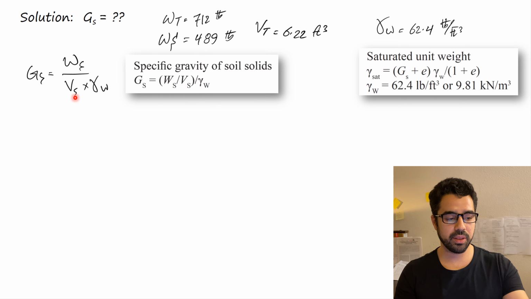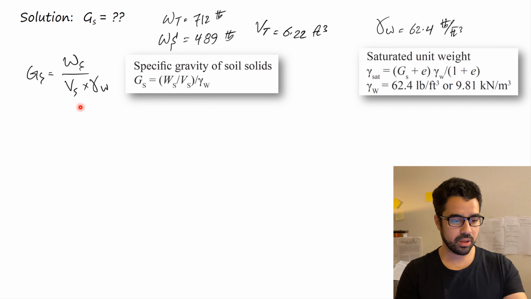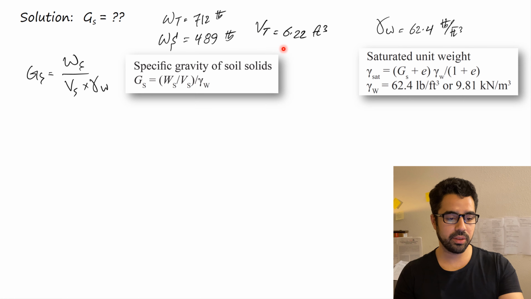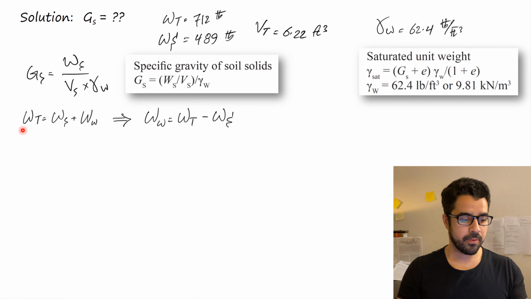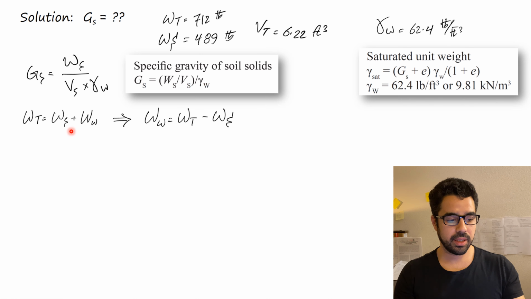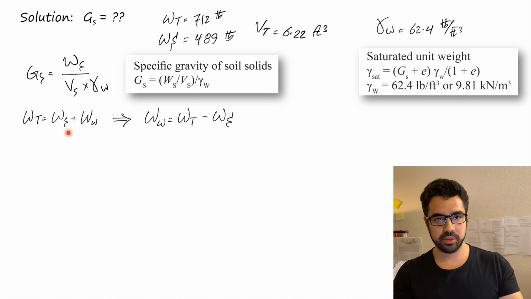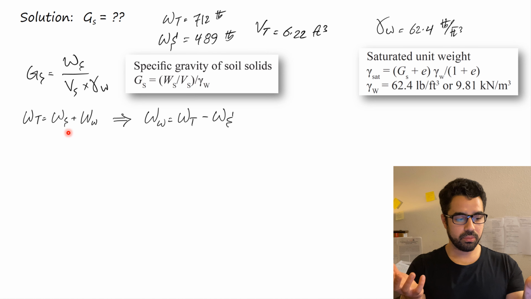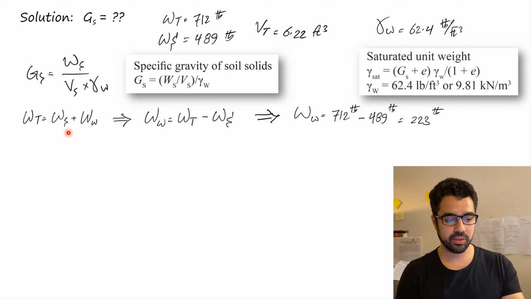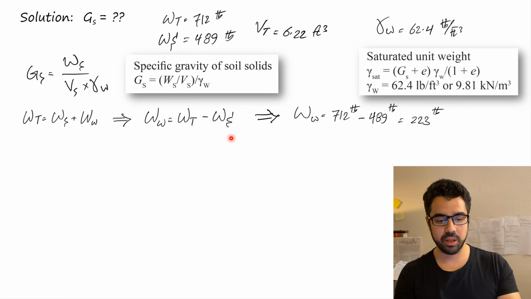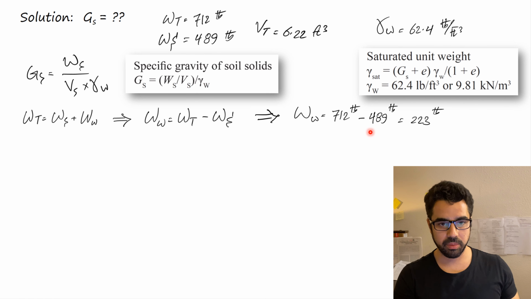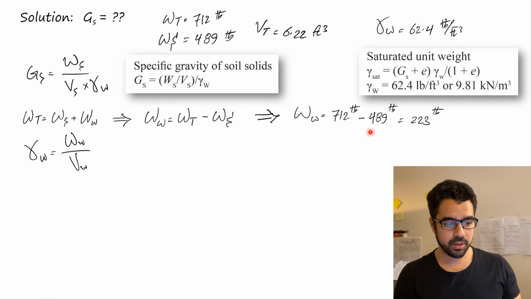In order to find the specific gravity, we need to find the volume of solids. But we have the total weight and the total volume. So we start with the total weight. Total weight is the weight of solids plus the weight of water. The weight of solids is given, the total weight is given, so we can get the weight of water. 712 minus 489, we get 223 pounds. This is the weight of water.